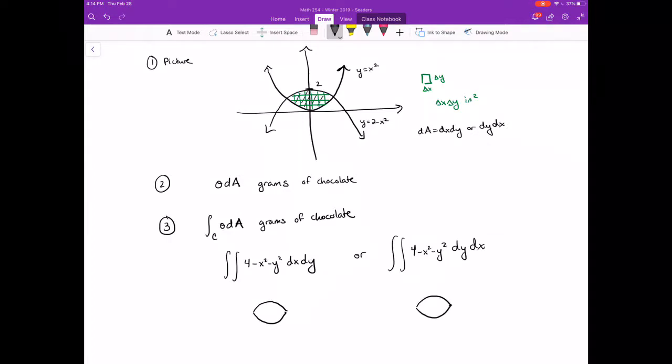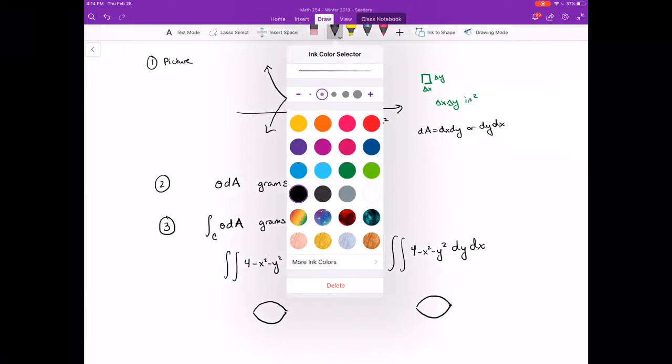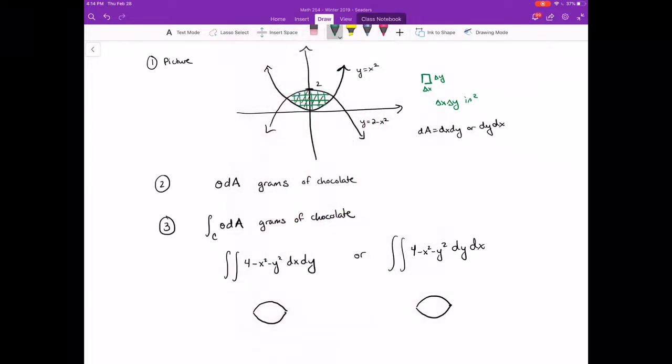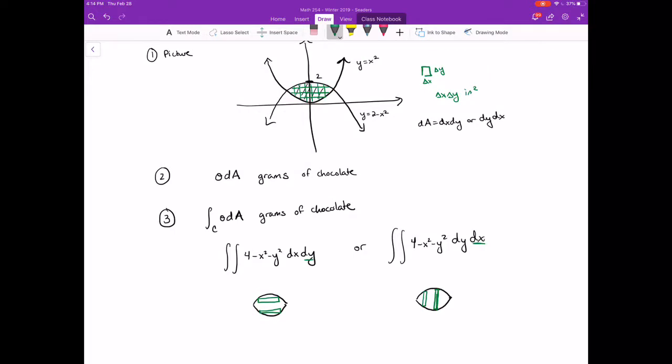So if I do dx dy, I am fixing my y and then adding up along the x's first. If I do dy dx, I'm fixing my x and adding up the y's first. So with one, I'm adding up along a row first. With the other, I'm adding up along a column first. And one of these is easier than the other.